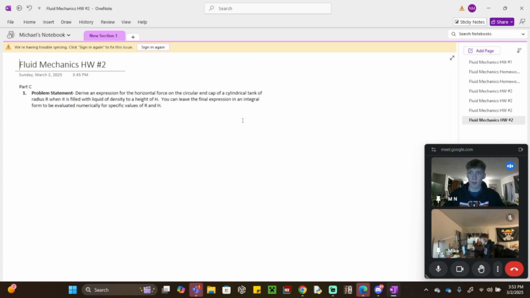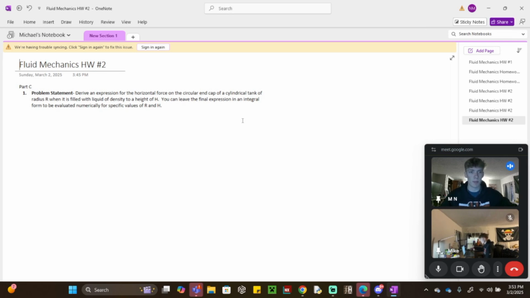All right, welcome back to Fluid Mechanics homework number 2. This will be part C. Part C is broken up into only one problem statement, which is asking to derive an expression for the horizontal force on the circular end cap of a cylindrical tank of radius R when it is filled with liquid of density rho to a height of H.